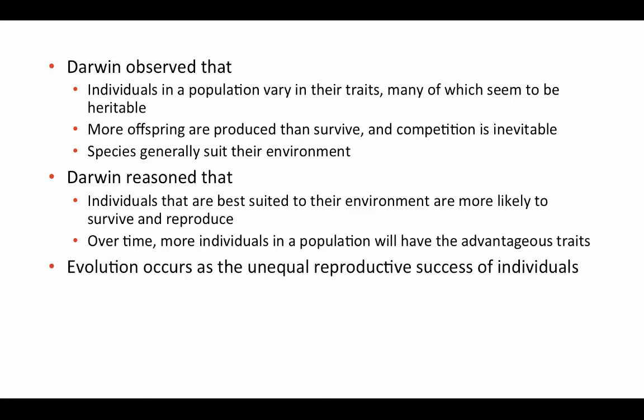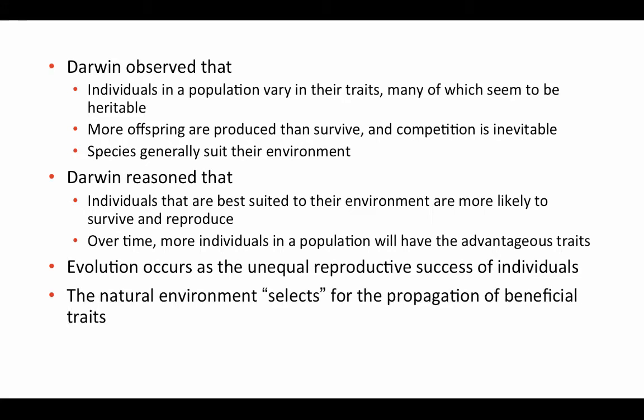And so this is basically a description of evolution occurring as the unequal reproductive success of individuals in each generation that's going to cause a change over time in populations, not in individuals, but in populations. And this is the idea that the natural environment selects for the propagation of traits that are beneficial in that environment, and this is basically natural selection. So this is all a very nice and neat story. It has all held up to vast scrutiny in the scientific world since then.